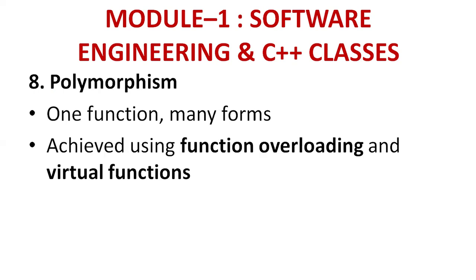So the same function will be available in several forms. So that is what is called polymorphism. So that is one of the examples of function polymorphism, achieved using function overloading and virtual functions. That is the best example of function polymorphism.